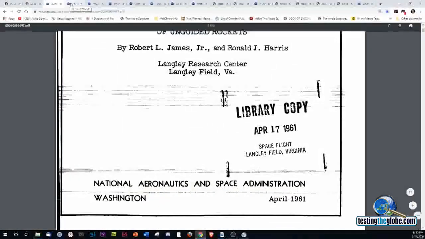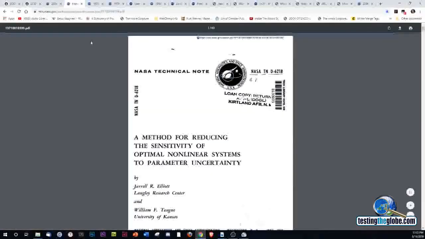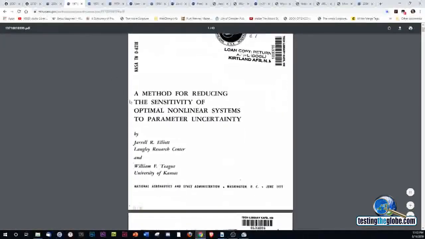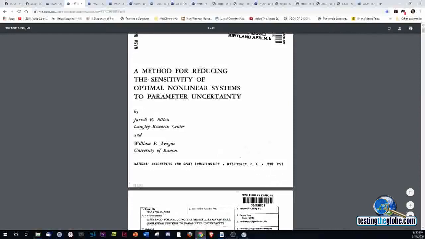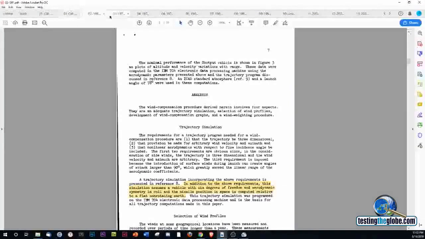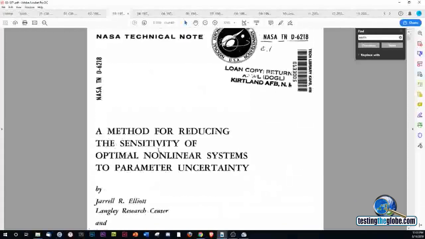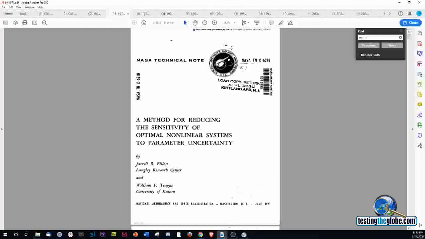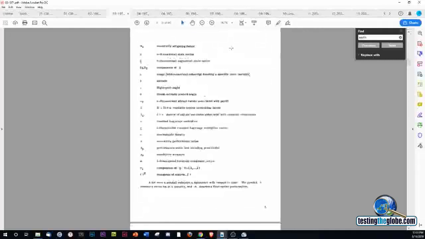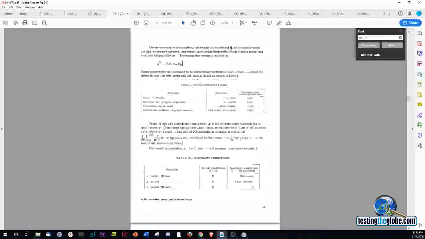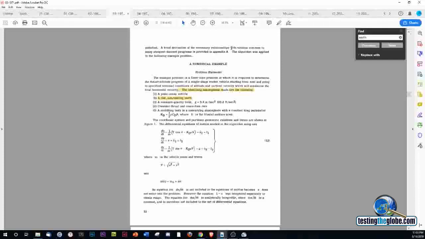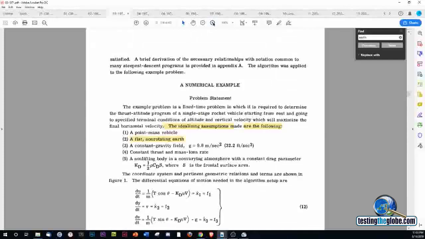That was April 1961. This is NASA.gov again, June 1971. So let's look at that one. June 1971. A method for reducing the sensitivity of optimal nonlinear systems to parameter uncertainty. Whatever that means. And we get down to about page 12 here. And it says, a numerical example problem statement.